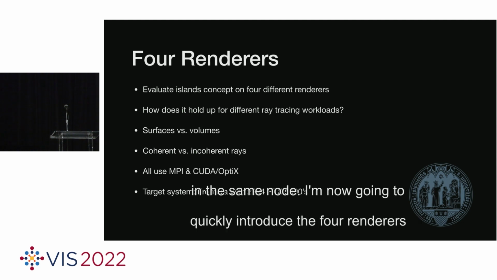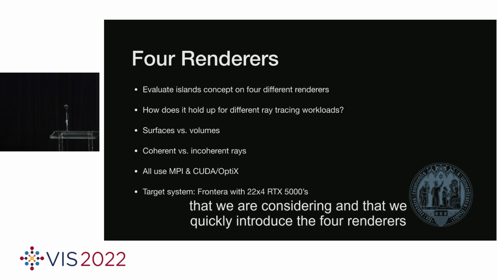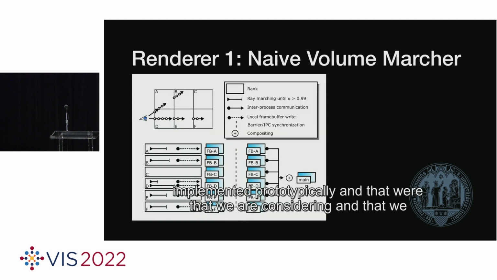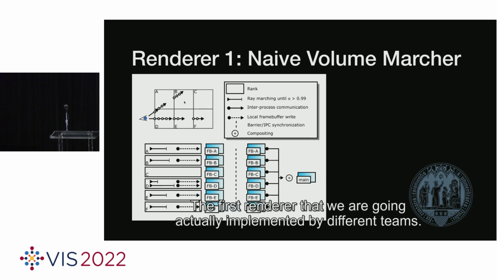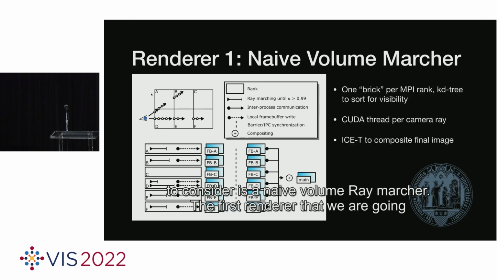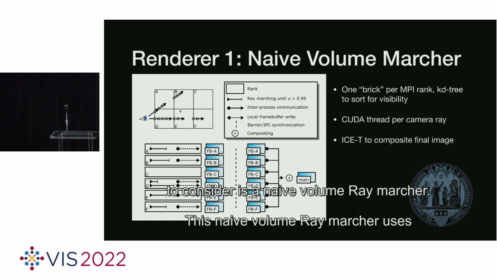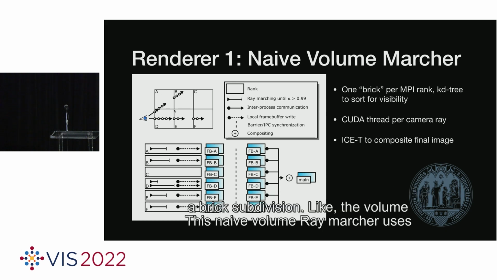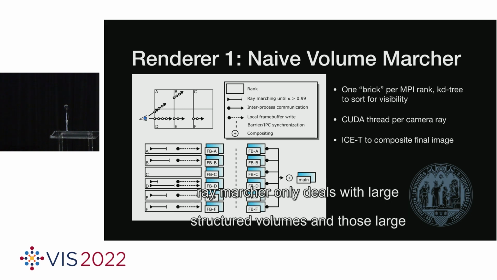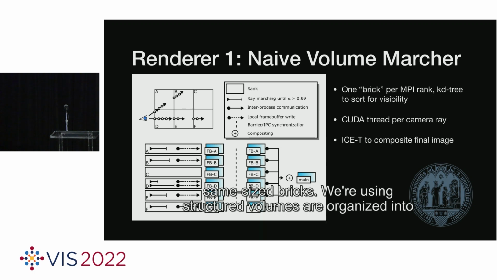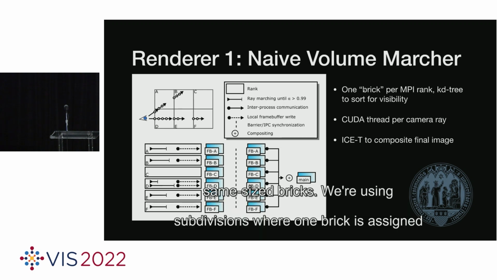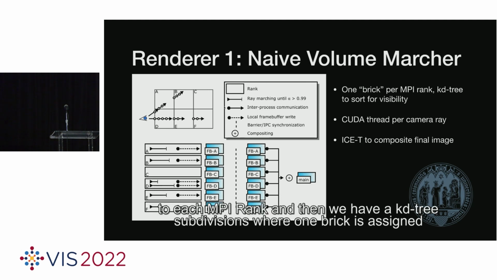I'm now going to quickly introduce the 4 renderers that we are considering, that we implemented prototypically, and that were actually implemented by different teams. The first renderer that we are going to consider is a naive volume ray marcher. This naive volume ray marcher uses a brick subdivision. The volume ray marcher only deals with large structured volumes, and those large structured volumes are organized into same size bricks. We're using subdivisions where one brick is assigned to each MPI rank.